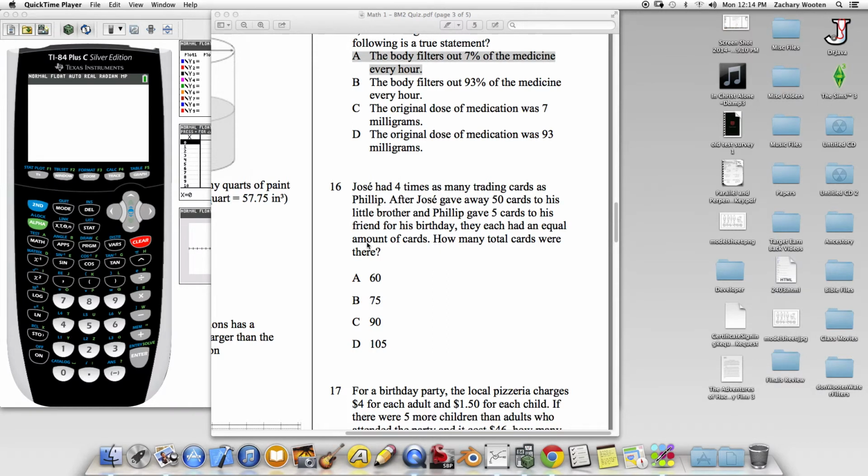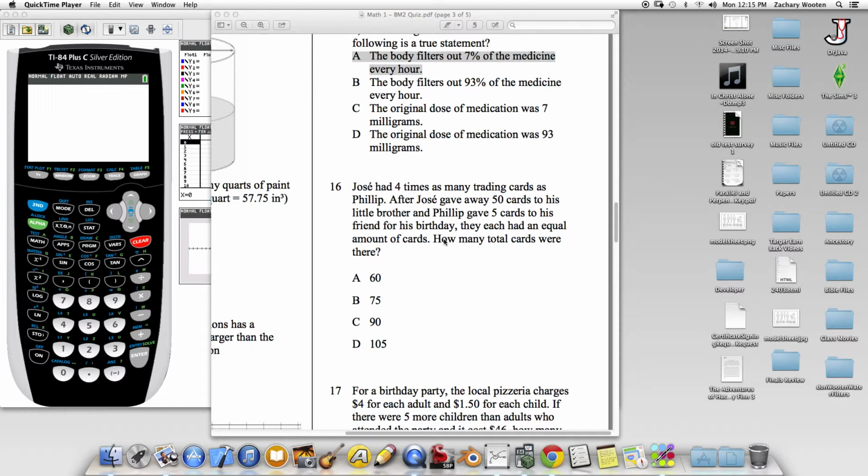All right, problem number 16 says Jose had 4 times as many trading cards as Philip. After Jose gave away 50 cards to his little brother and Philip gave 5 cards to his friend for his birthday, they each had an equal amount of cards. How many total cards were there?